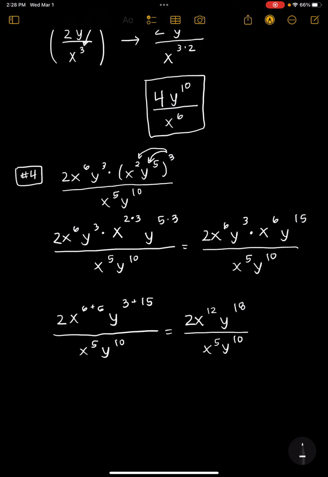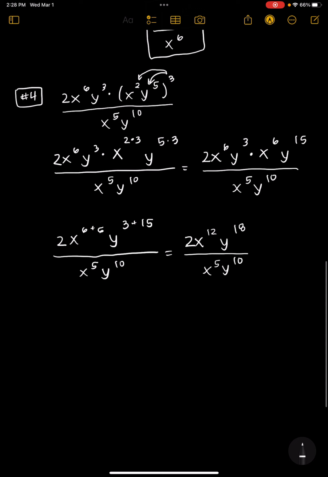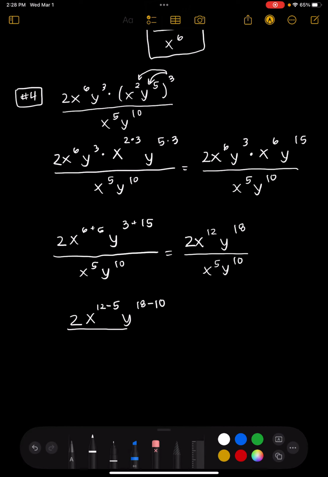over x to the 5th, y to the 10th. So we've done the power rule, then we did the product rule. Now we just have to do the quotient rule. There's only a coefficient of 2 and it's on the top, so we're going to leave it on top. And then our x's, we're looking for the highest exponent, which is 12. That's also on the top, so I'm going to have x to the 12 minus 5. And then our y's, the highest exponent is also on the top, so I'm going to have y to the 18th minus 10.